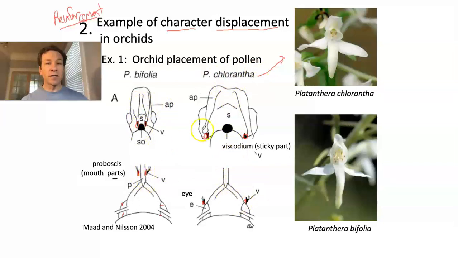If a pollinator's visited, let's say, chlorantha, and it then goes to visit a bifolia flower, it's going to put its proboscis into the flower, but only up to about here. That means this pollen near its eyes is not going to get transferred. But when it goes back to a chlorantha flower, it's going to put its head further into the flower, let's say up to here, and there will be the chance for this pollen near its eyes to be transferred. So we've had character displacement in pollinator placement between these two species, allowing them to occur in similar areas while minimizing exchange of genes.